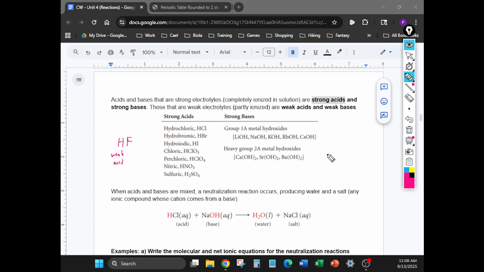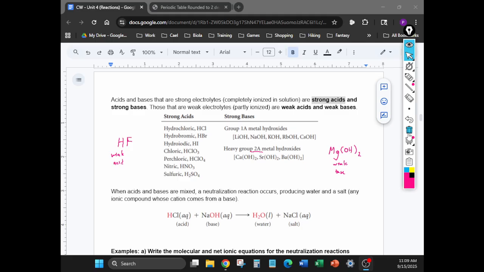Now for the bases, one weak base that they try to trick you with is Mg(OH)2, and a lot of people think that this is a strong base because it's in the second column, right? But this is going to be a weak base as well. And these are the two most common ones they try to trick you with in the categorization.